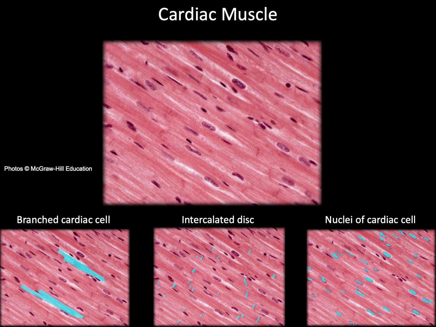So cardiac muscle, again, has the intercalated discs and is branched. These are also a single nucleus per cell with cardiac muscle.